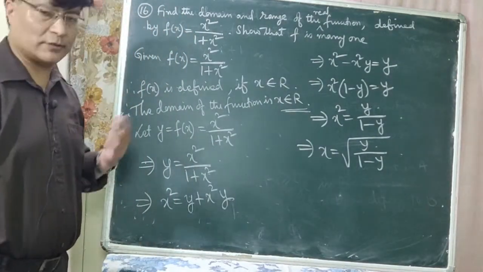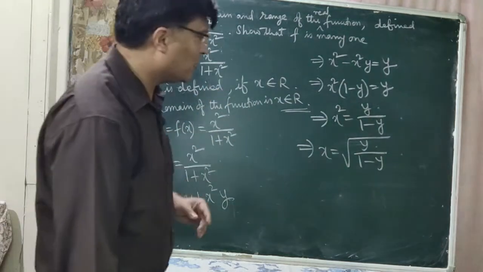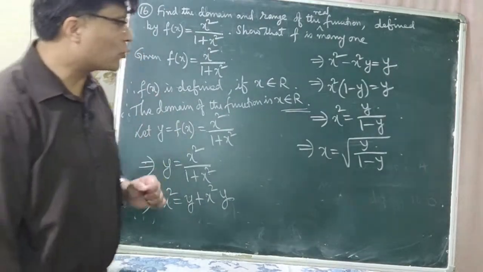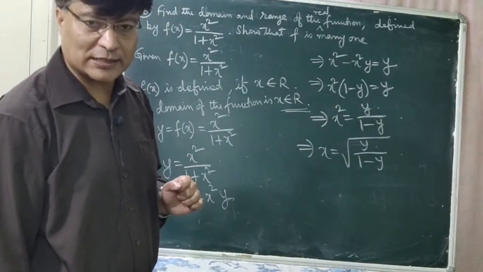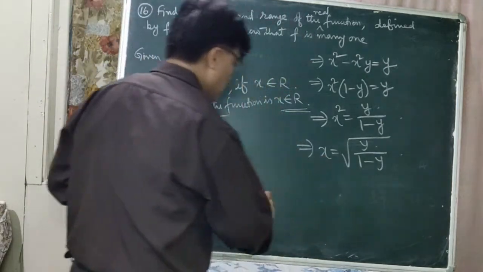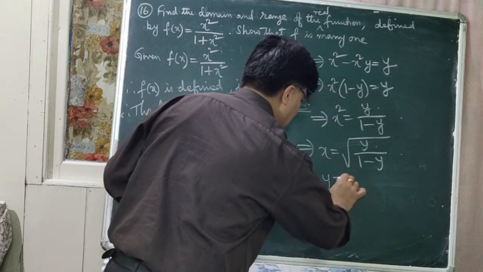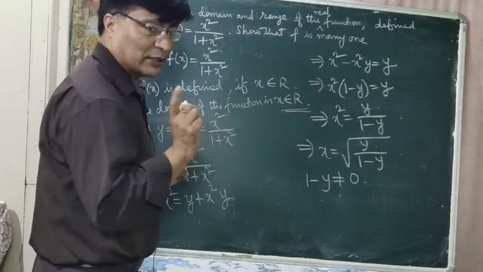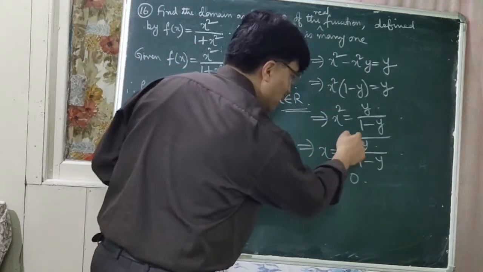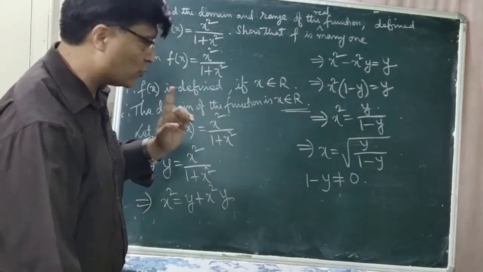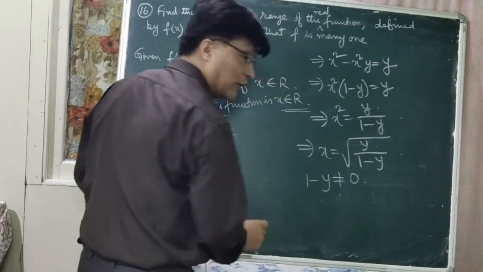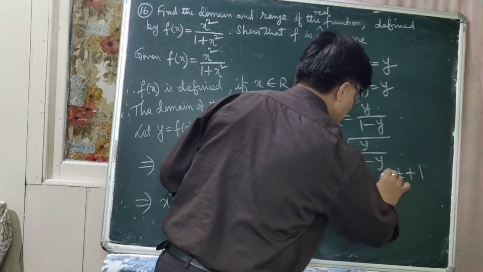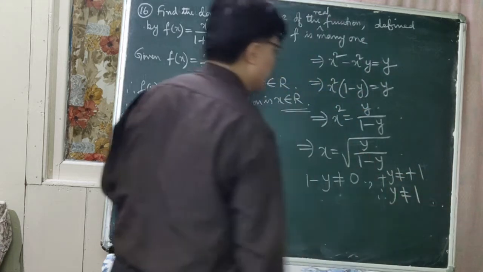So I think you have understood it. Okay, now for x to be defined, within a square root it should be a defined quantity. So now in this case 1 minus y is not equal to 0. If 1 minus y is 0, then something divided by 0 is undefined. That's why this 1 minus y should not be equal to 0. Or you can write minus y not equal to minus 1, minus minus gets cancelled. That means y should not be equal to 1.